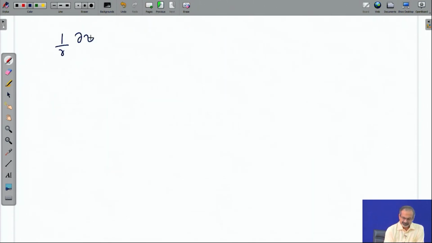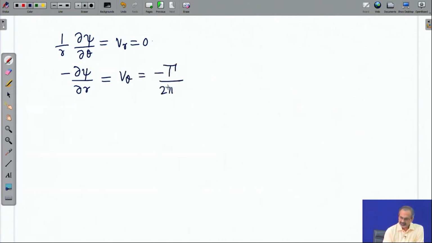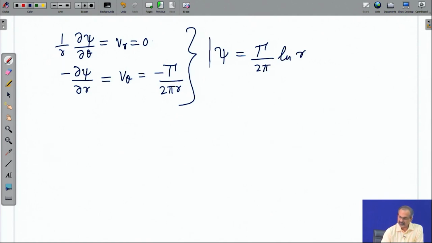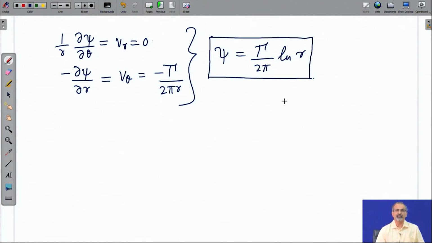Similarly, by taking derivatives of the stream function also, you can express the velocity components. And what does that give you? That gives you information about the stream function. So, from these relations you get the stream function equation to be this. So, you now have the expressions for velocity potential and stream function for a point vortex flow.